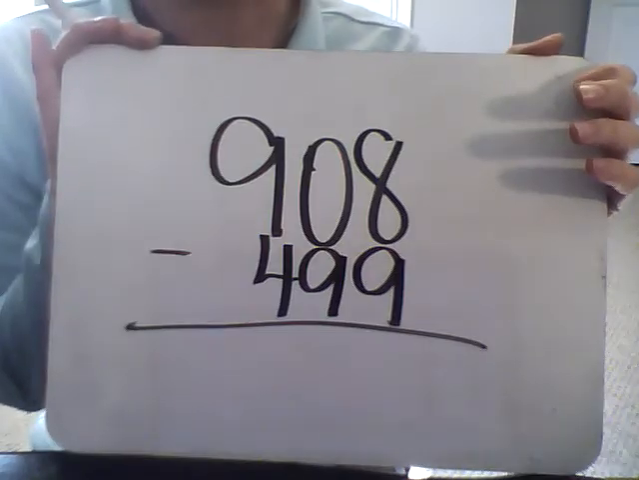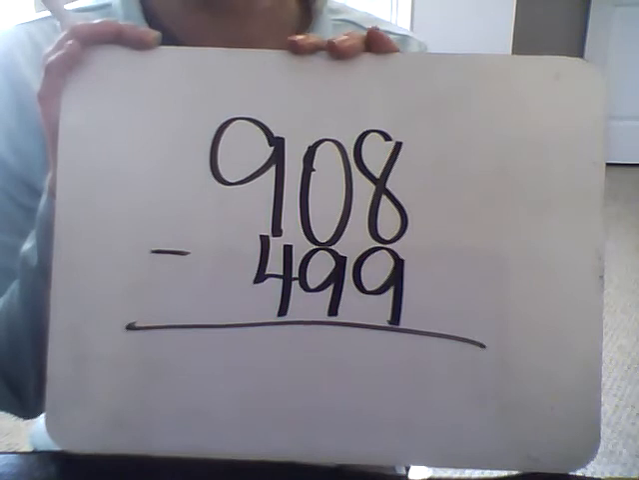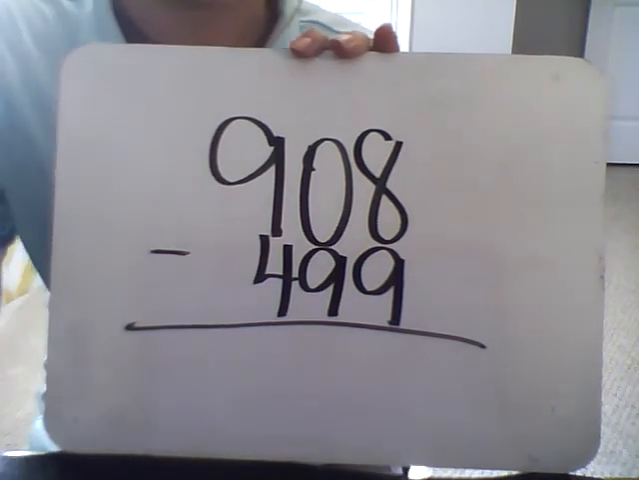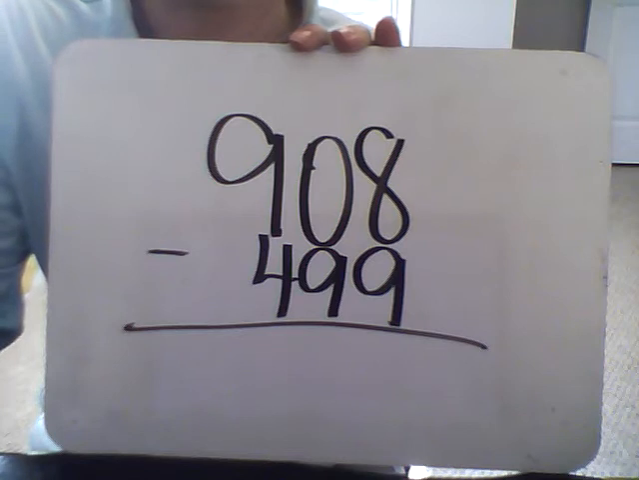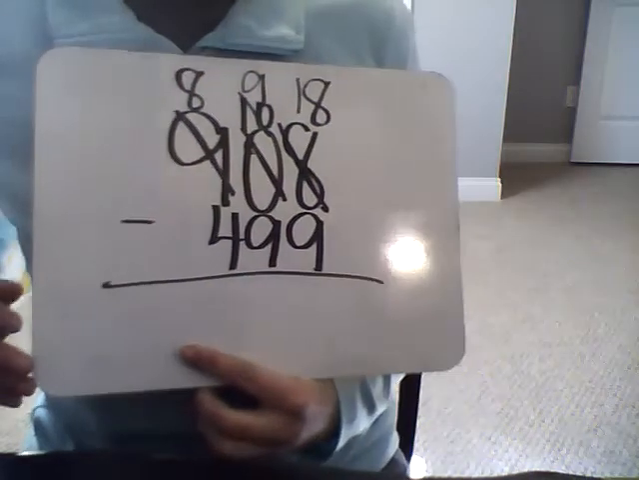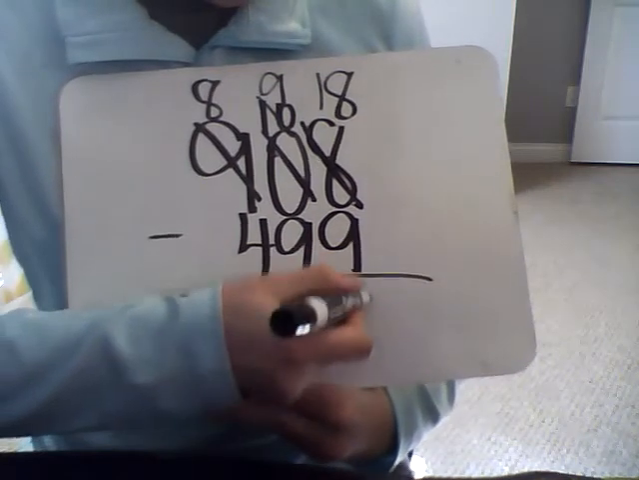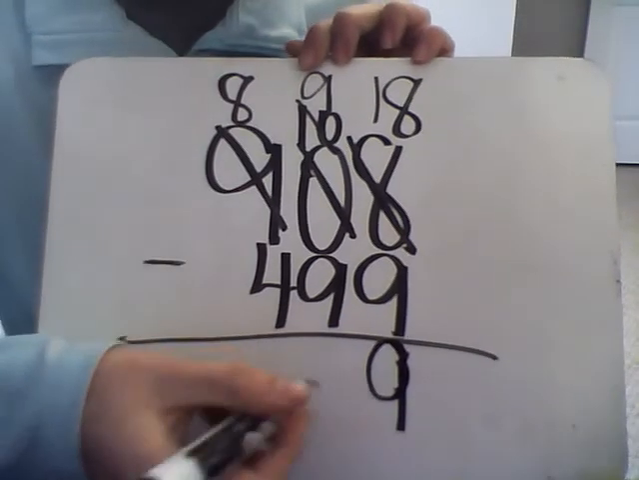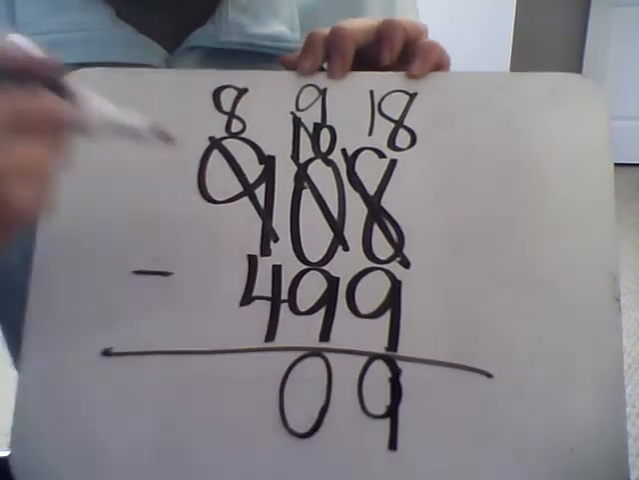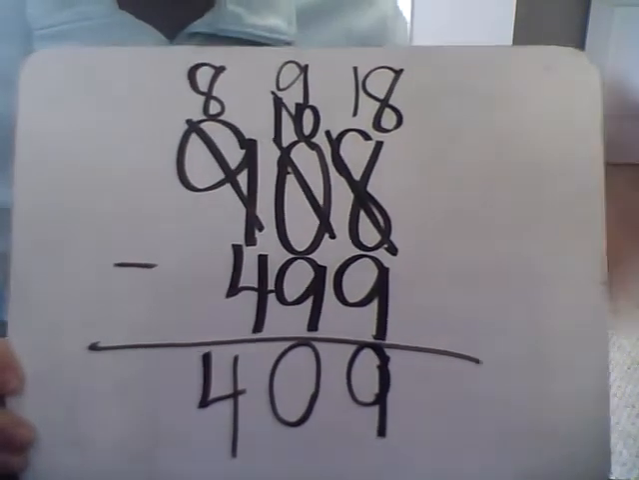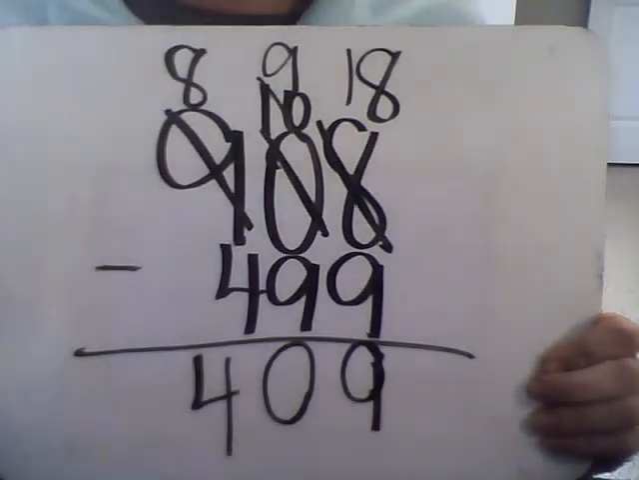Let's do a subtraction problem. 908 minus 499. Pause and solve. This is what it should have looked like. 18 minus 9 is 9. 9 minus 9 is 0. And 8 minus 4 is 4. Your difference should have been 409.